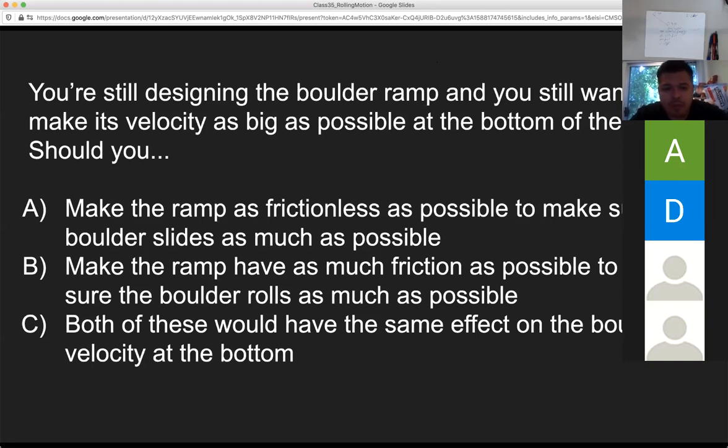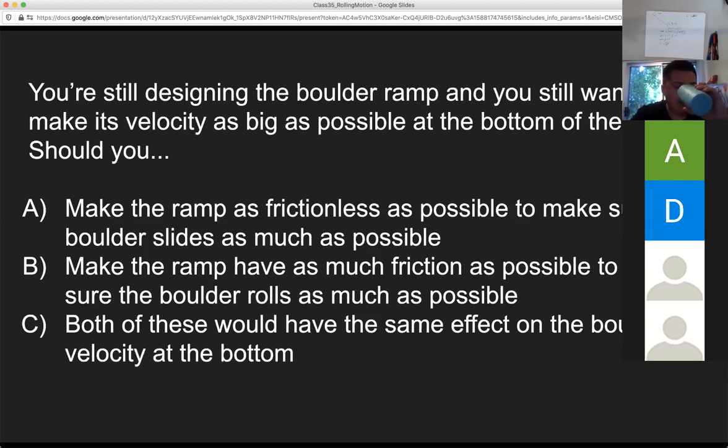Most people are right. So give me the argument. Why is it you want to make the ramp as frictionless as possible? My thought was just that gravity will have the most acceleration if there's less friction I have to overcome. Okay, so your argument is that friction slows you down, right? Yeah.